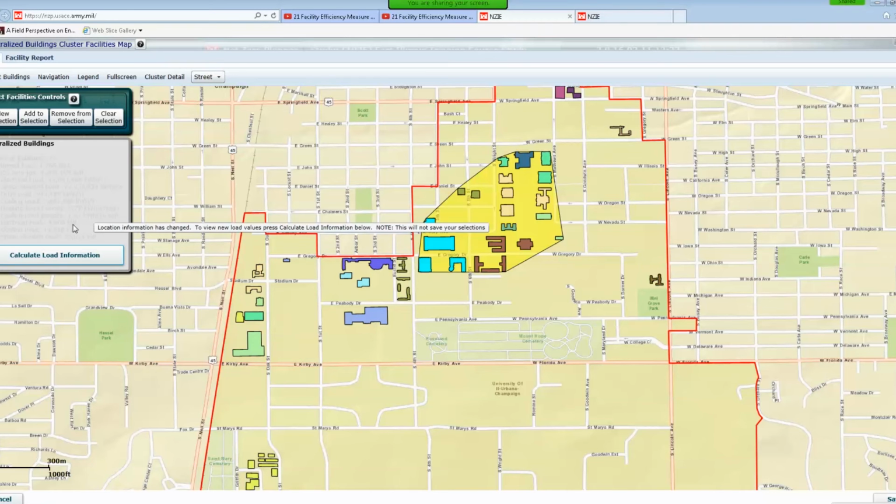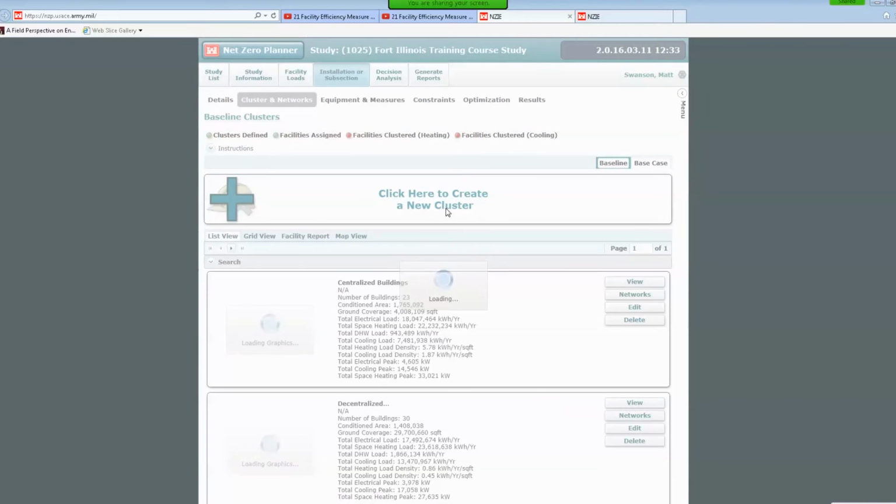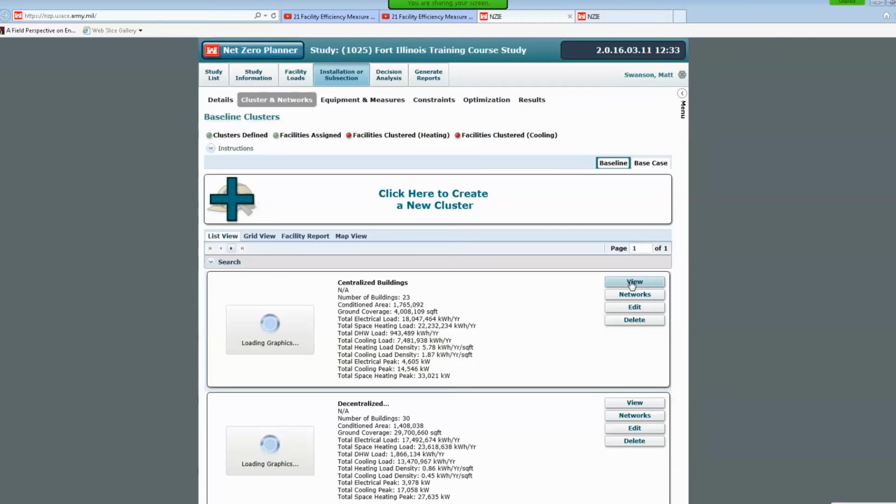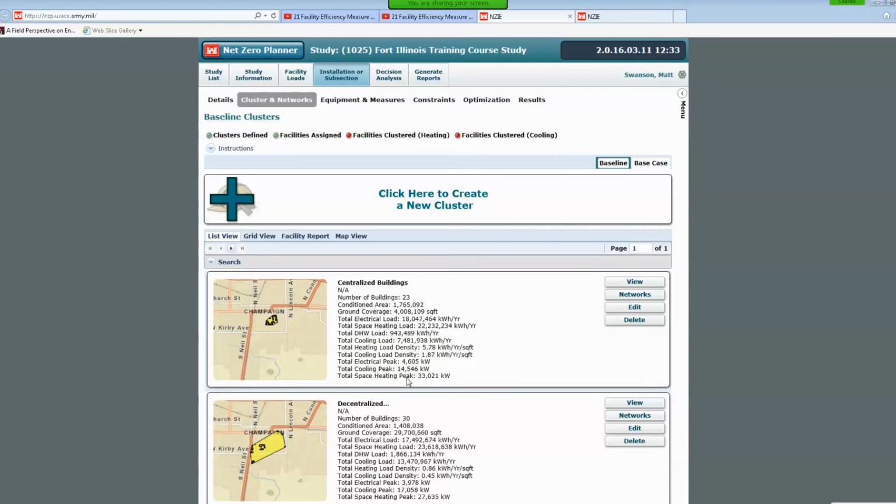And it's going to give me a heating peak. So if I pretend like this is the central plant, here we didn't actually designate a single building as the central plant for these buildings. I may be having some kind of connection issue. We might have to go back out of this. Here we can see the space heating peak for the entire group of buildings is this 33,000 kilowatt. So let's say it was about 10,000 kilowatt.